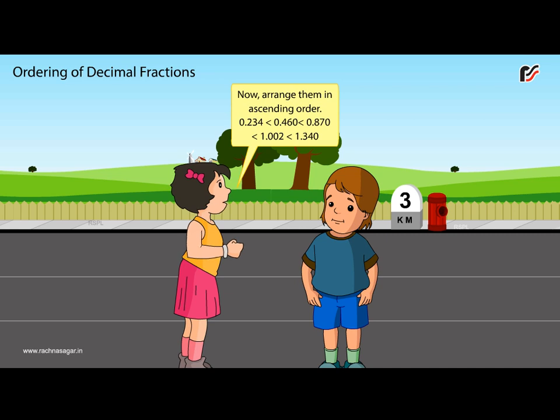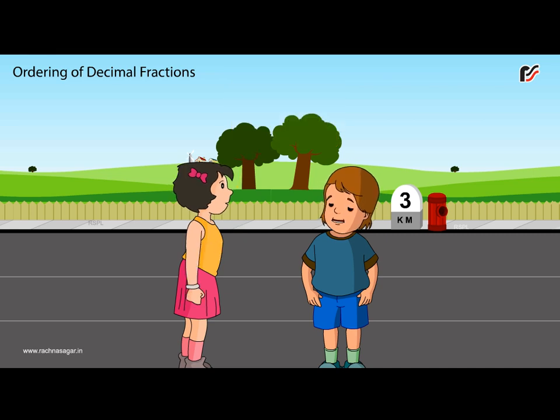0.234 is smaller than 0.460, smaller than 0.870, is smaller than 1.002, is smaller than 1.340. Now, write these decimals in descending order.